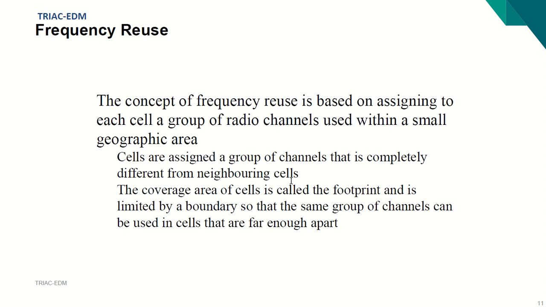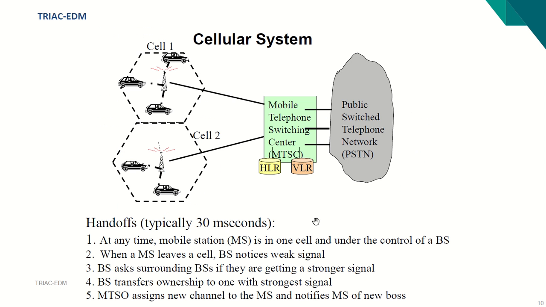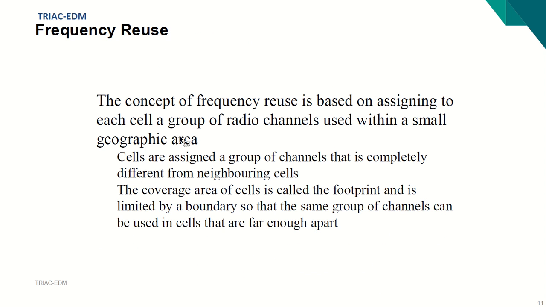Because if the neighbors are using the same frequency, they interfere with each other. And the coverage area is called the footprint and is limited by a boundary, so that the same group of channels can be used in cells that are far apart. Let's say a cell is using some frequencies here, a cell far apart can reuse them, but the neighbors cannot reuse them, because when the neighbors reuse them, it will cause interference.